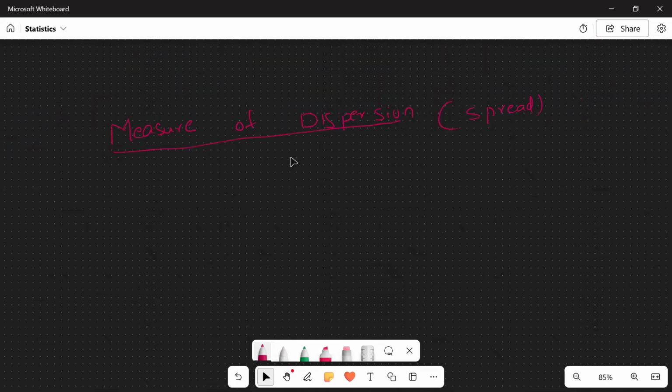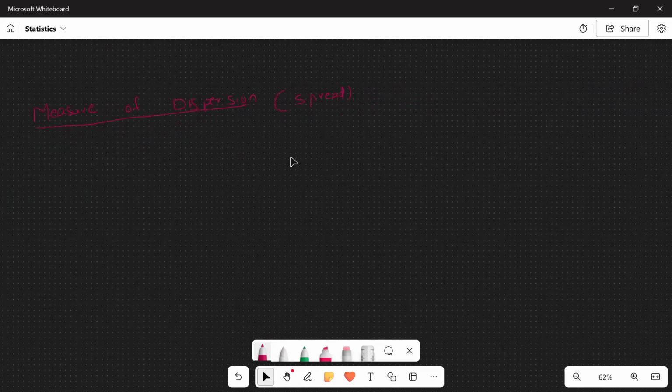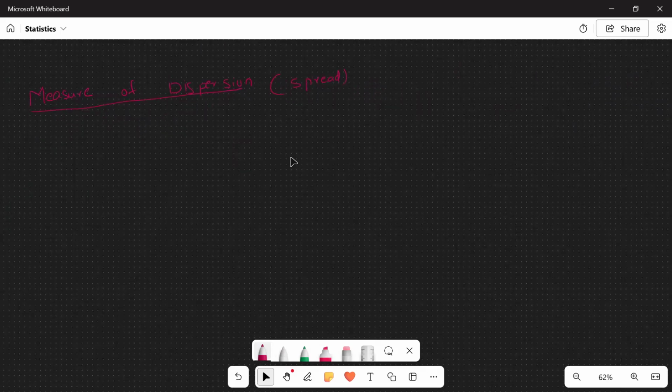When I'm talking about measure of dispersion, that means it tells how the data we have is spreading, and that we can measure with the help of measure of dispersion. For finding these things, we have various statistical concepts we can use. The first one is the range.